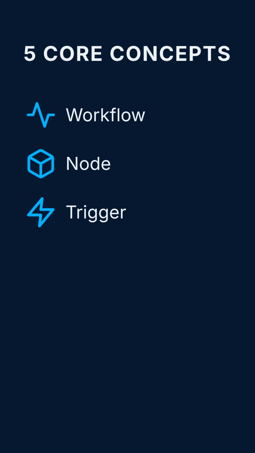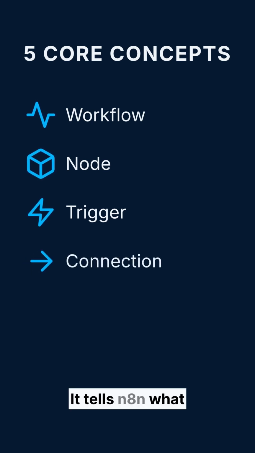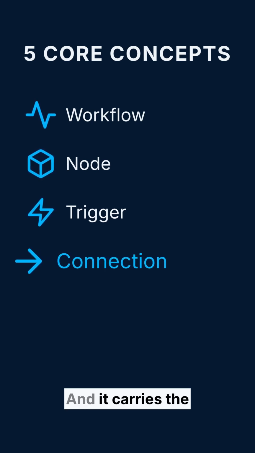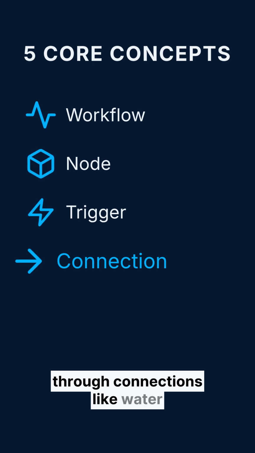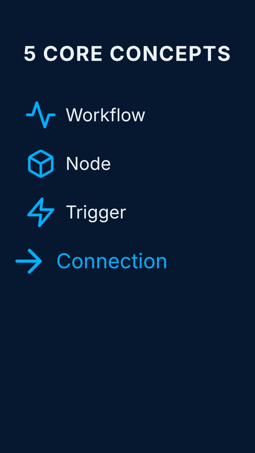The fourth word is connection. A connection is the arrow between nodes. It tells N8N what order to run the steps in, and it carries the data from one node to the next. Think of data flowing through connections like water through pipes. The output of node 1 becomes the input of node 2.